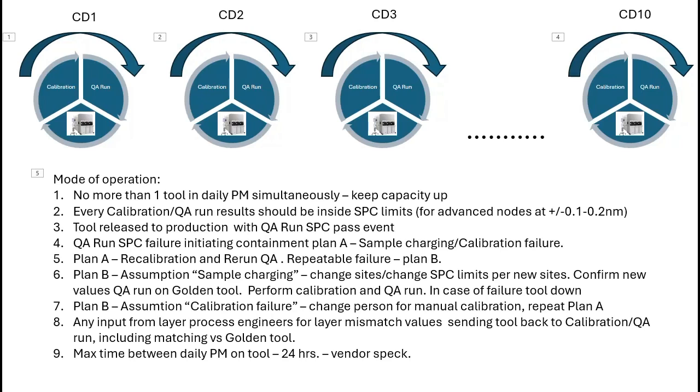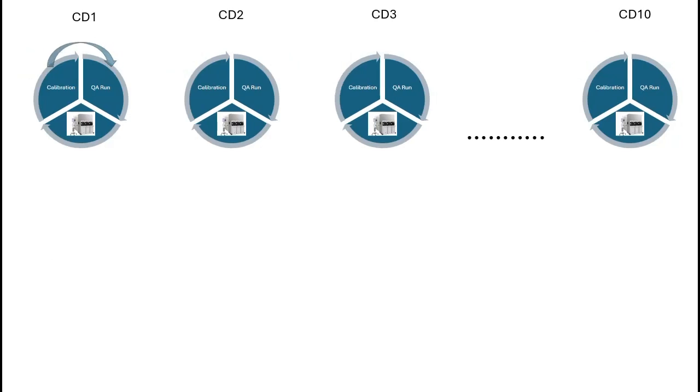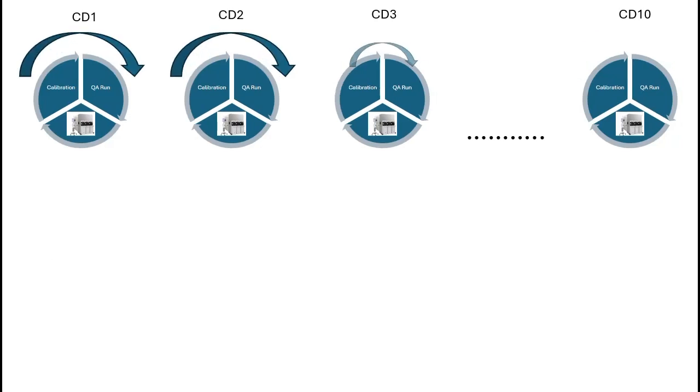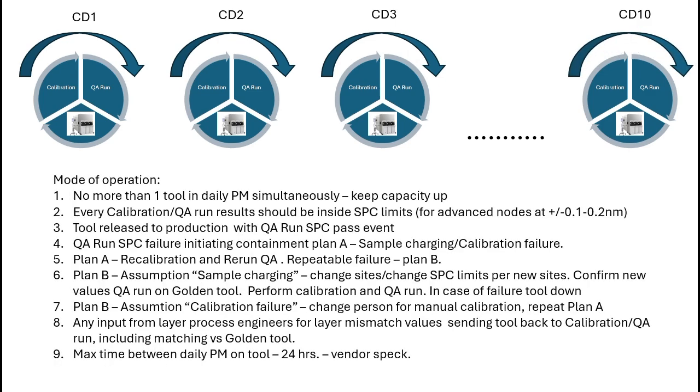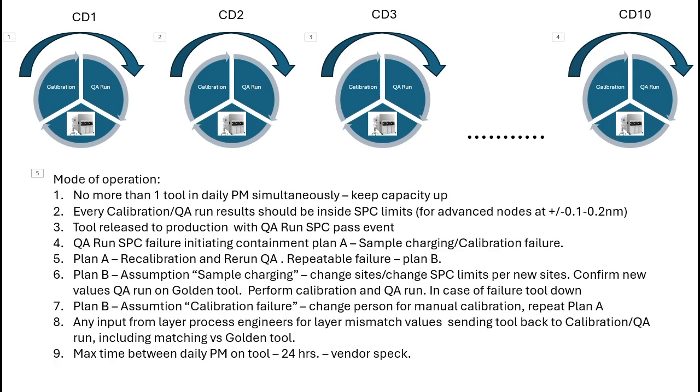Mode of operation: just one tool in daily PM simultaneously, to keep capacity up. Every calibration/QA run result should be inside SPC limits for advanced nodes at plus or minus 0.1 to 0.2 nanometers. The tool is released to production with a QA run SPC pass event. A QA run SPC failure initiates the containment plan.